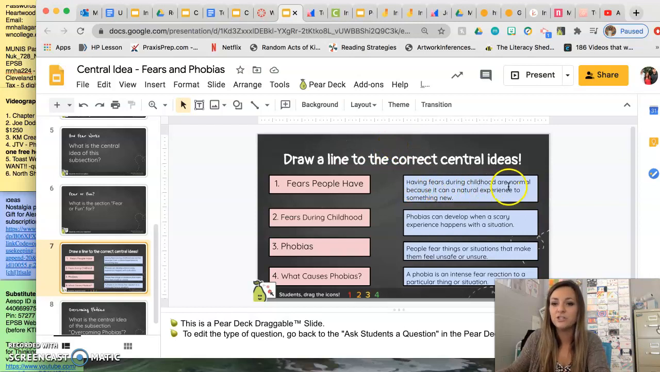So, having fears during childhood are normal because it is a natural experience of something new. Well, it mentions childhood, and I see that that's one of my options, so I know that that has something to do with childhood, so I know that those match together.